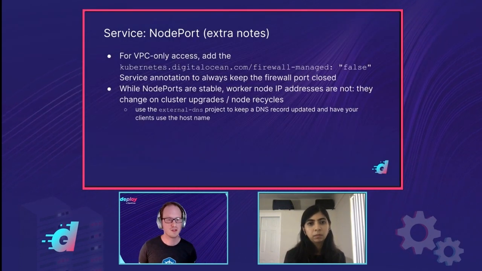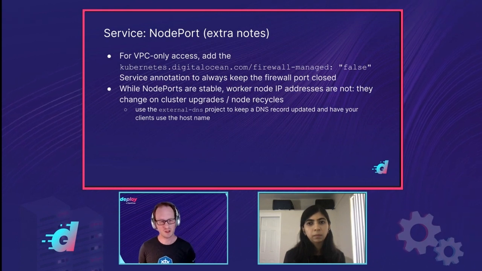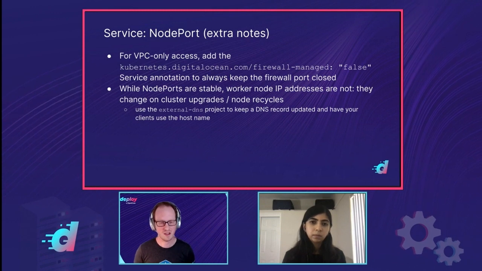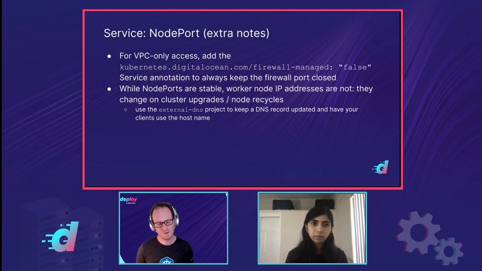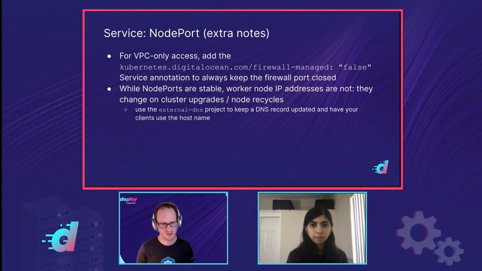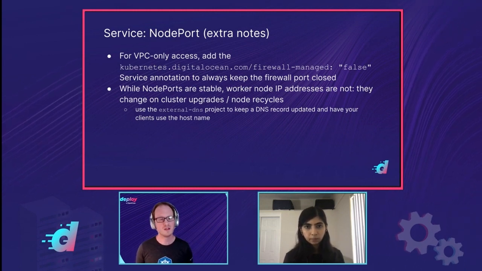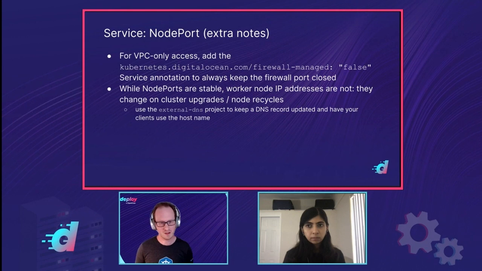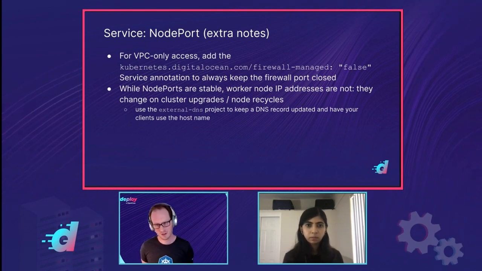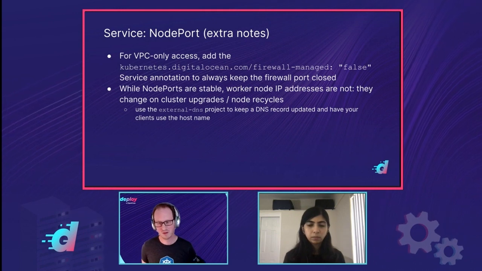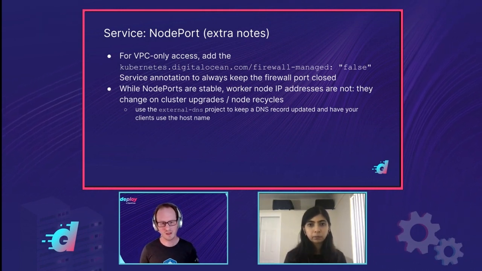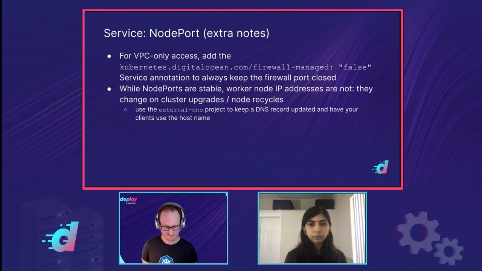2 quick notes. Some customers use a node port, but only for VPC internal traffic because they have, let's say, a droplet part of the VPC, and they want that droplet to connect to your DOKS cluster. If you don't want or need access from the outside, but you do want to use a node port, you can set a specific service annotation, the firewall managed annotation, and set it to false. And that will cause a controller we run on the control plane to never open up the firewall.